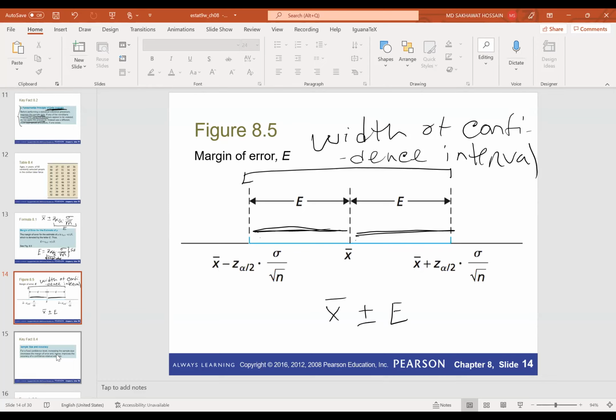And the width is the difference between the lower limit and upper limit. So the upper limit is x bar plus E, minus x bar minus E. This is the width of the confidence interval. Now if you simplify this, it will be x bar plus E minus x bar plus E. So x bar will be cancelled out. Then we'll have 2 times E. So that means the width of the confidence interval is 2 times the margin of error.